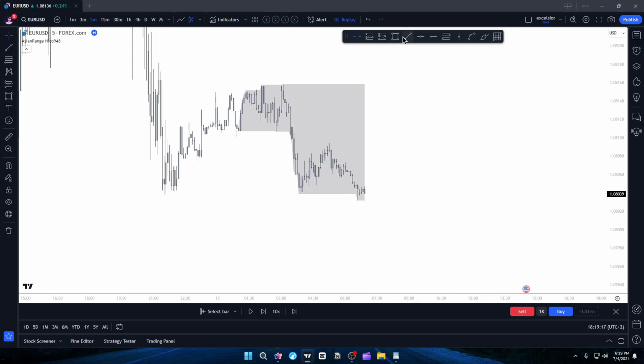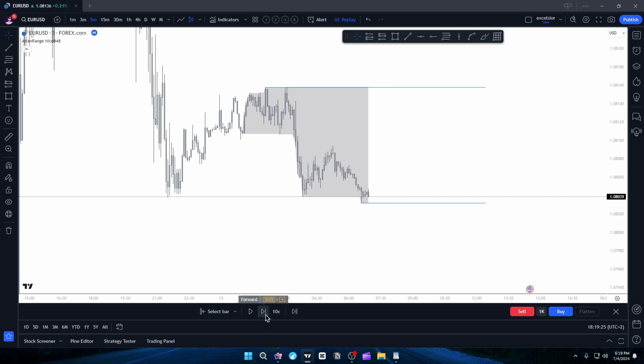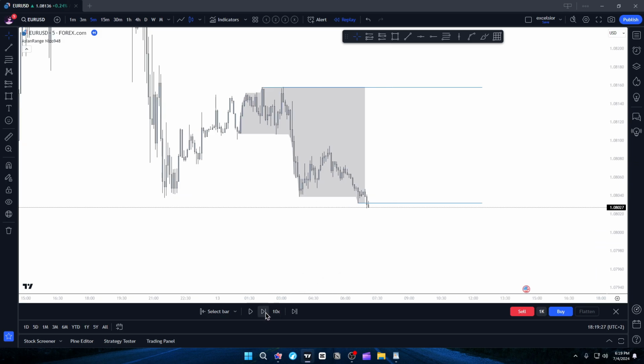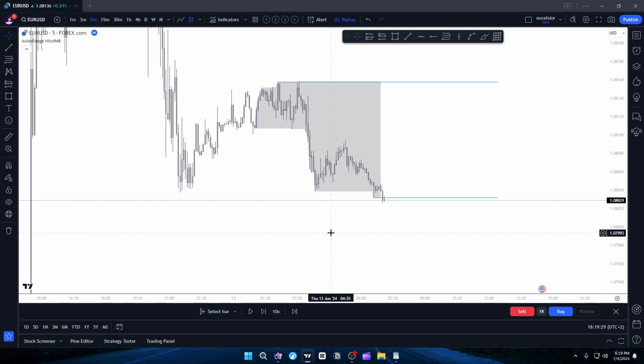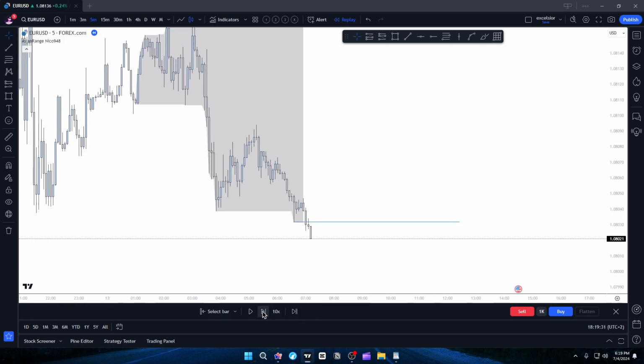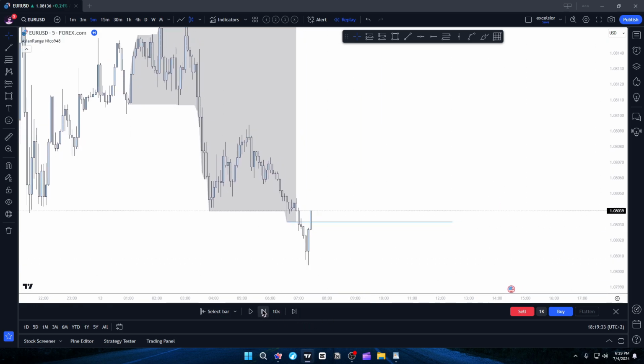Okay, so in this case, we mark the Asia range liquidity right here and right here. And now we wait for it to be swept. Okay, let's see if it closes above now. Okay, it closed above. Now we mark the inverse fair value gaps. So the first one would be here. And the second one would be here.